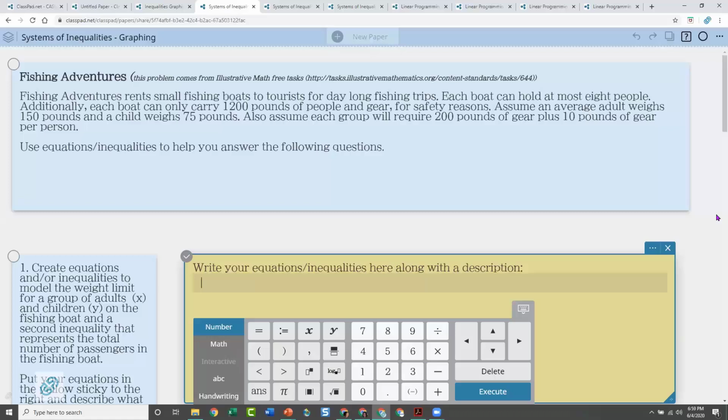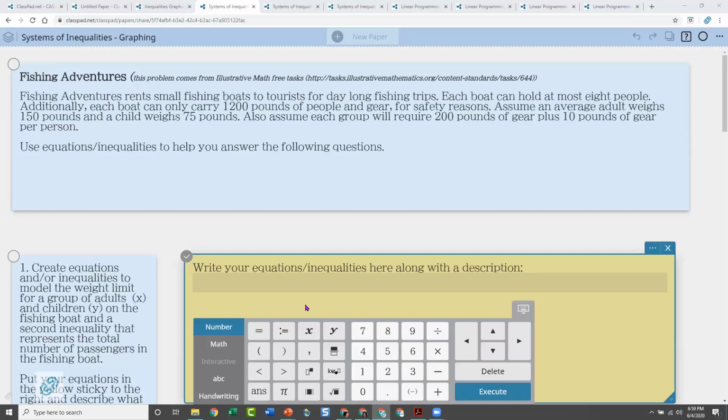All right, so anyone who's brave and wants to try to give me one inequality that comes from the situation. We have boats that hold at most 8 people. We have adults and children that could be on the boat. They can only carry 1,200 pounds of people and gear. There's some weights given to the people, 200 pounds for the gear, 10 pounds per person. We're going to assume an adult weighs 150 and a child weighs 75.